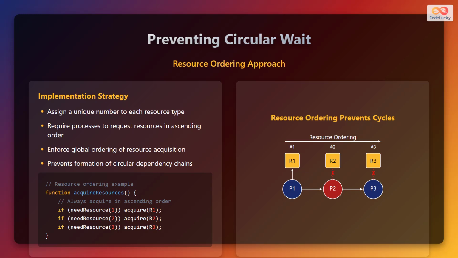Here is an example of resource ordering. If a process needs resources 1, 2, and 3, then we acquire resource 1, then acquire resource 2, then acquire resource 3. This ensures that circular wait will not occur.